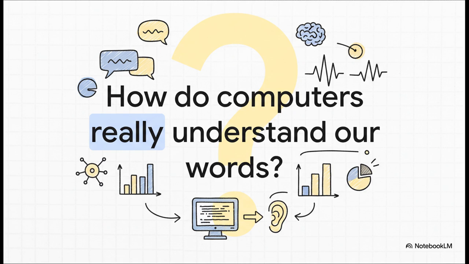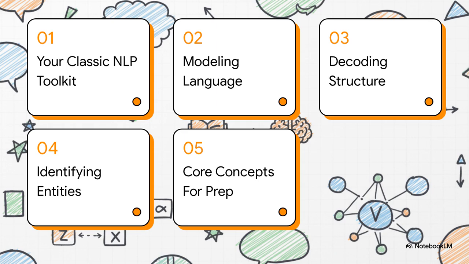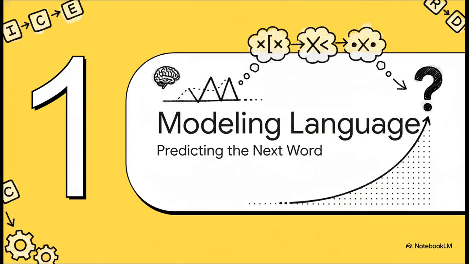Today, we're going to pull back that curtain and break down how machines first learned to make sense of our language, using the statistical methods that were the bedrock for all the crazy AI we see today. We're going to tackle this like we're building with Legos, starting with the simplest blocks and working our way up. So, first up is your classic NLP toolkit, where we'll model language as a sequence. Then we'll get into decoding sentence structure. After that, we'll see how to identify key entities in a text, and we'll wrap it all up with the absolute core concepts you need to nail for your prep. Okay, let's dive right in.